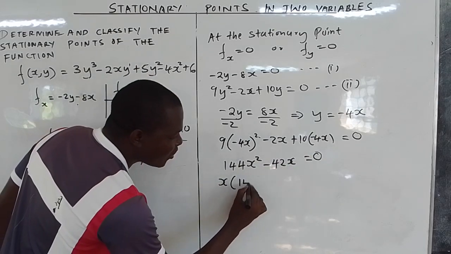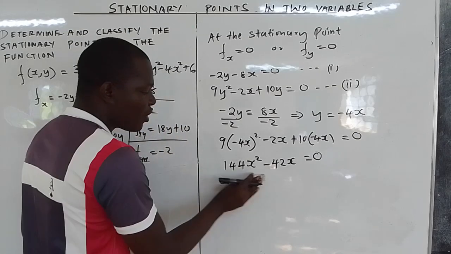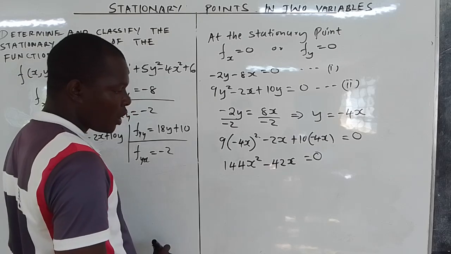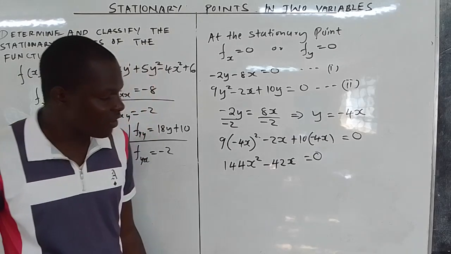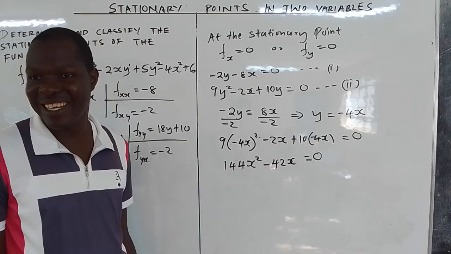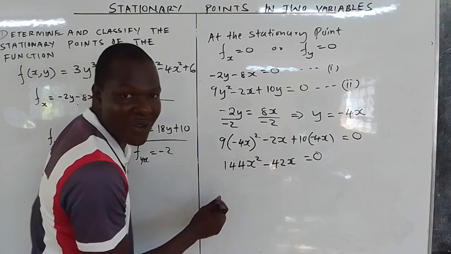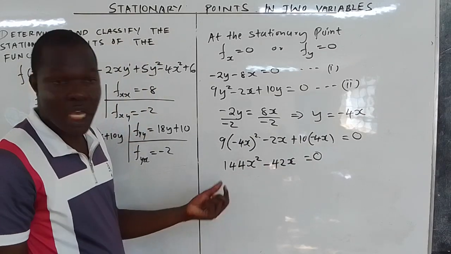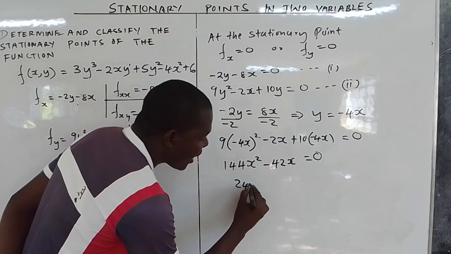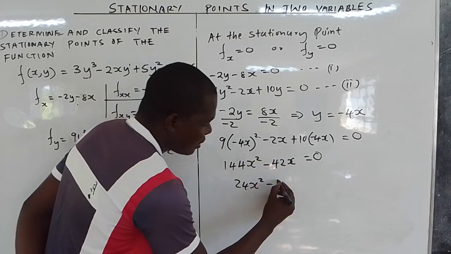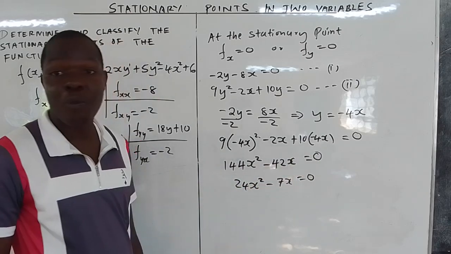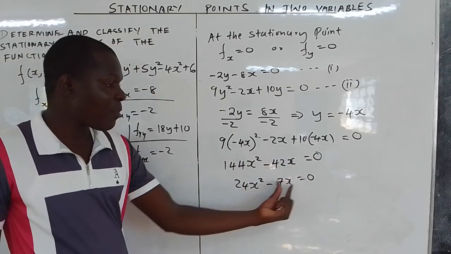In this quadratic equation, what do you see? It is 144x squared. You can see 2 is a common factor. Actually, not even a 2, because 3 is also here, 6 is a common factor, isn't it? So if you divide all through by 6, what do you get? Because we want the simplest form, senior. If you divide all through by 6, what do you have? 24x squared minus 7x equals 0.